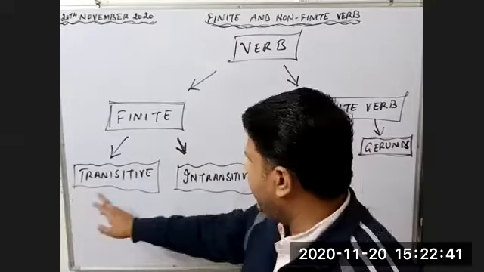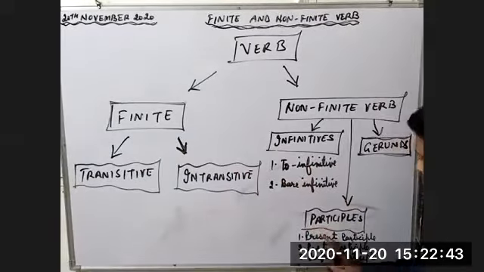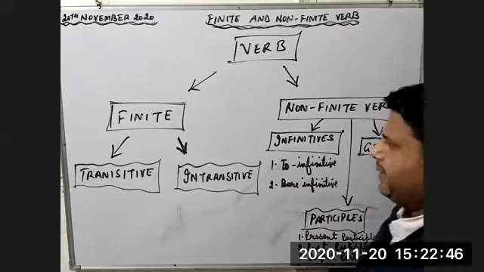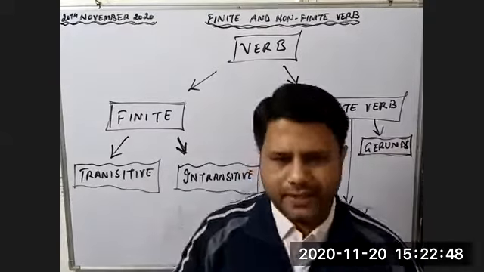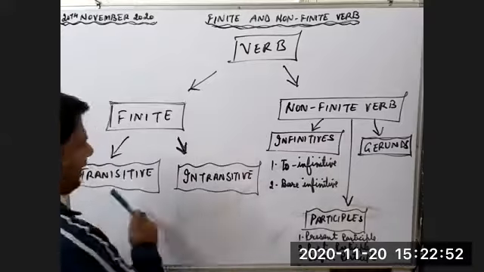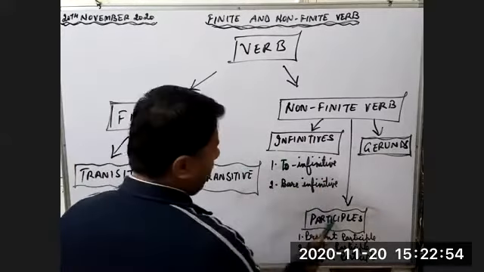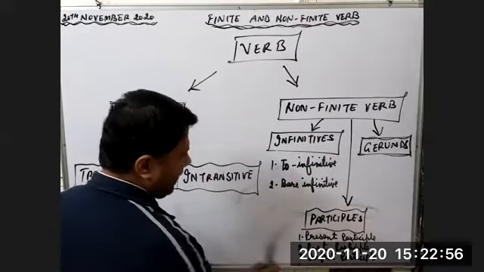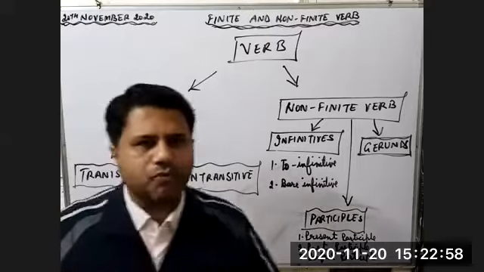So 1, 2, 3, 4, 5, 6, 7, 8. Total 8 things we are going to discuss. Sorry, 10 things. 1, 2, 3, 4, 5, 6, 7, 8, 9, 10. So we'll discuss these things one by one.